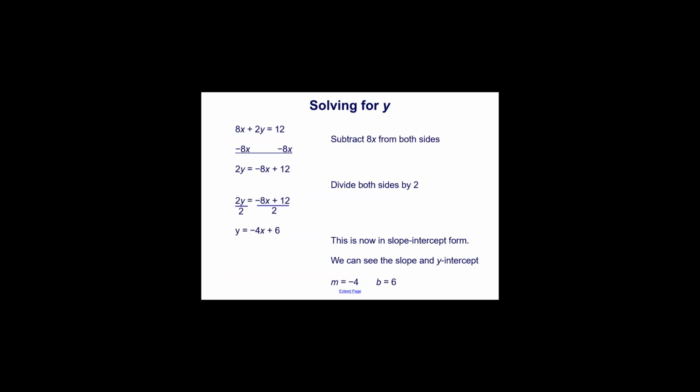If we have the equation 8x plus 2y equals 12, again, the variable y is being multiplied by 2 and added with 8x. So first we'll subtract 8x from both sides, leaving us with 2y equals negative 8x plus 12. We'll then divide both sides by 2 to undo multiplying by 2, which will give us just y equals negative 4x plus 6. Now this is in slope-intercept form. Now we have the y variable isolated, and we can see that the slope m equals negative 4, and the y-intercept is going to be 6 since b equals 6.